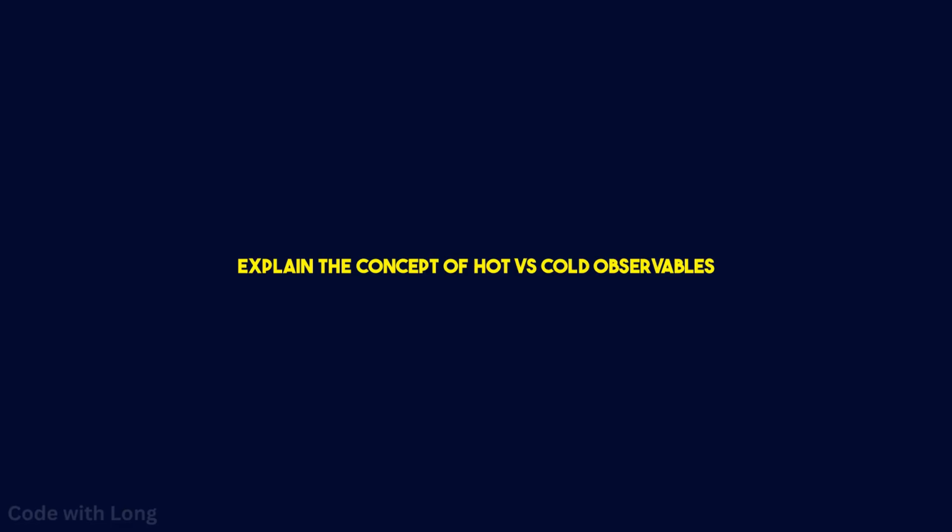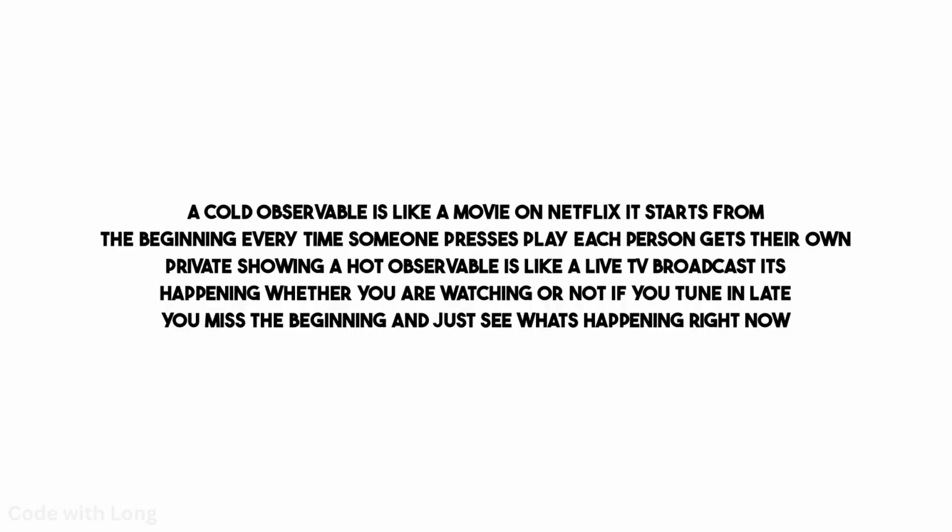Explain the concept of hot versus cold observables. A cold observable is like a movie on Netflix. It starts from the beginning every time someone presses play. Each person gets their own private showing. A hot observable is like a live TV broadcast. It's happening whether you are watching or not. If you tune in late, you miss the beginning and just see what's happening right now.